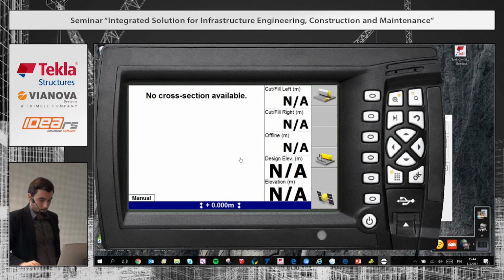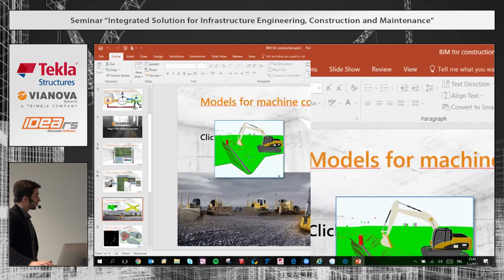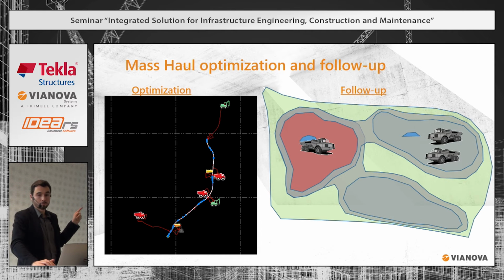Then what else can we do with the models on the construction side? Mass level optimization. We already heard today that this is the most expensive part of a road and railway project. So where do we move masses from which place to which place? And then we have tools to optimize this process. So you have the models again, you bring the models to a tool called Business Center, and then it optimizes for you.